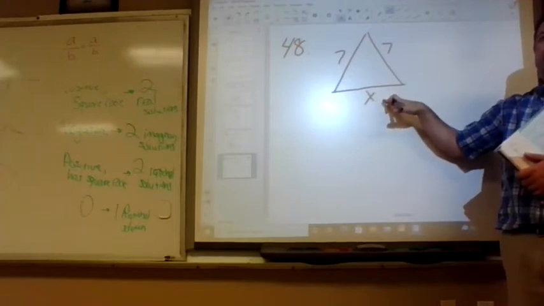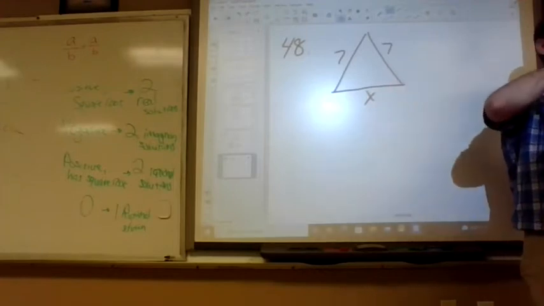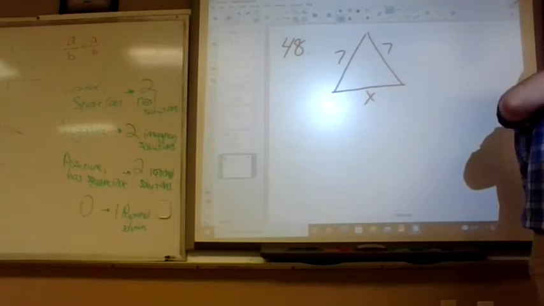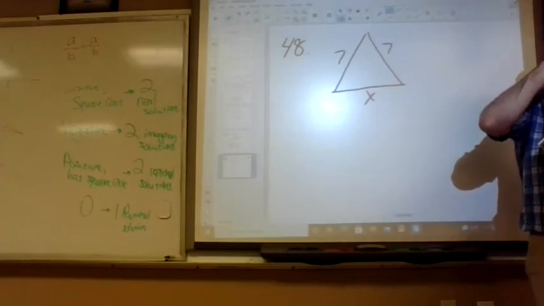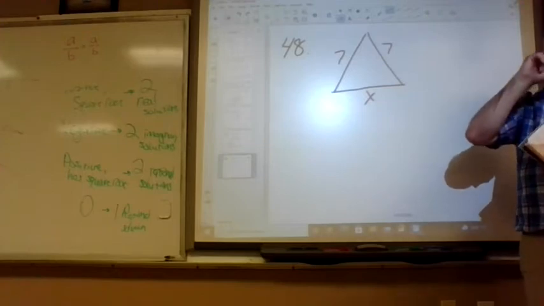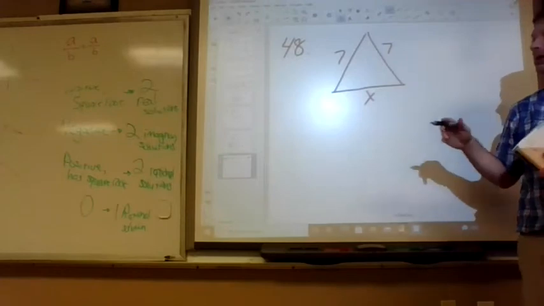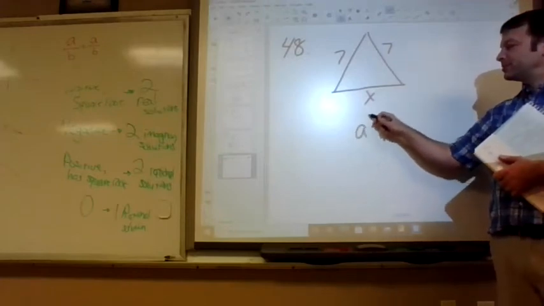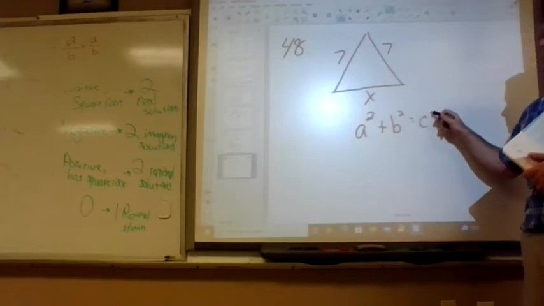Don't say 180. 90 degrees. There's something special we learned about right triangles. They always have 90 degrees. Sides, the sides. No. Squared. A squared plus B squared equals C squared. That always happens on a right triangle.